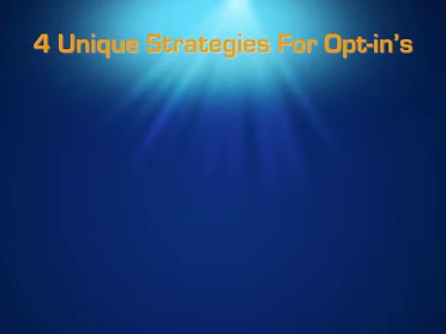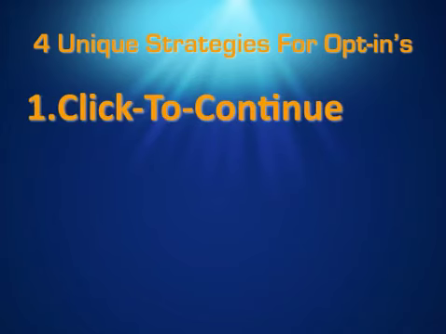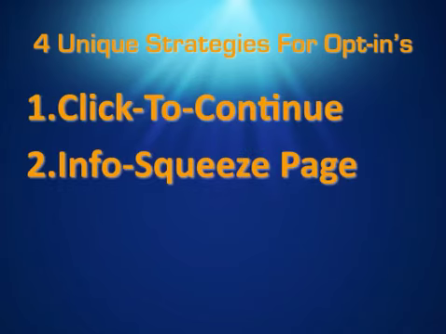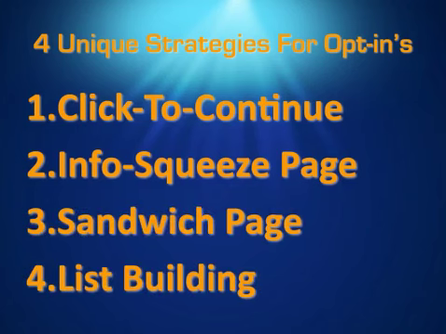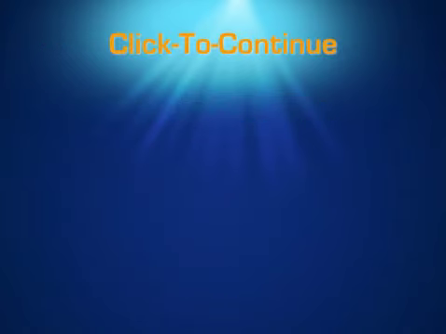So here's the 4 unique strategies for opt-ins. So these are kind of a little more focused than what we just covered. Not as bird's eye view, but 4 different ways you can do it. One is the click to continue, an info squeeze page, a sandwich page, and what I call just the list building strategy. Now we'll cover each of these in greater depth.